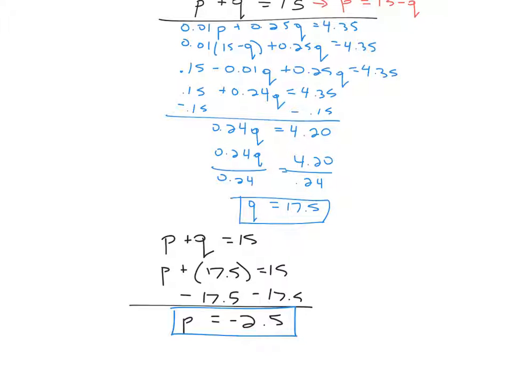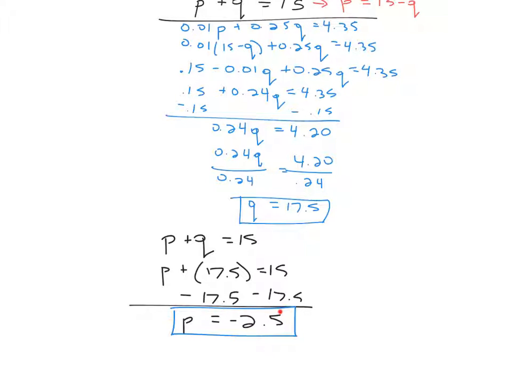Let's talk about this, because we wrote the equations, we solved them, and then the question is asking, what does this solution mean? Well, this is what it means. If you wanted to get $4.35 using quarters and pennies, 15 of them total, you would need to have 17.5 quarters. Can you have 0.5 of a quarter? No, you have to have a whole number of quarters, so that doesn't make sense.